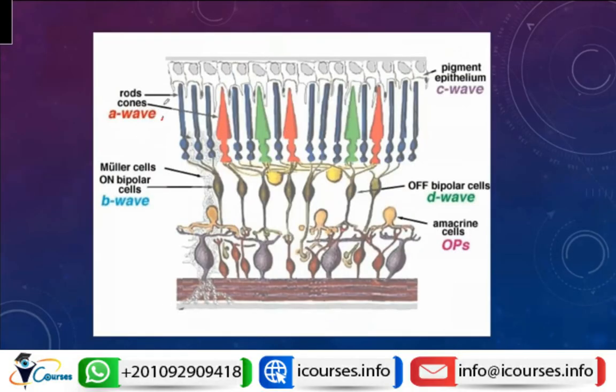Again, the A wave from the photoreceptors, the B wave from bipolar and Müller cells, the C wave coming from the retinal pigment epithelium, the oscillatory potentials coming from the amacrine cells. D waves are rarely present in the human.